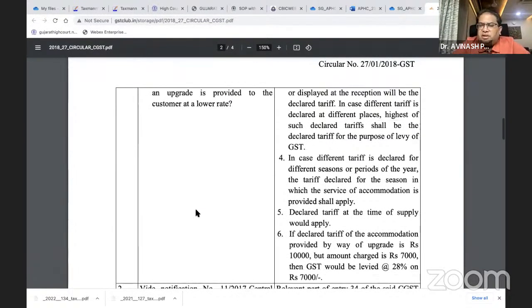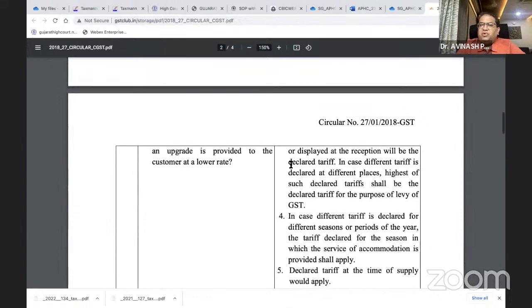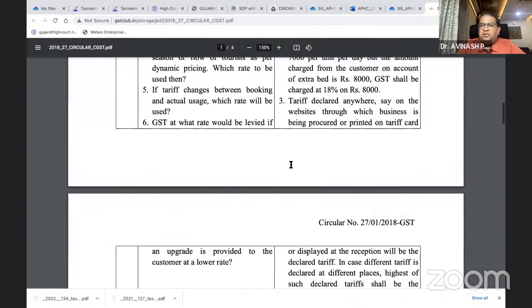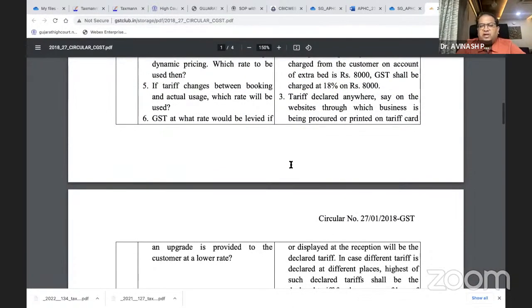In case different tariff is declared for different seasons or period of the year, the tariff declared for the season in which the service of accommodation is provided shall apply. So therefore, in my example, for the season period, when 10,000 is the declared tariff, 28% will be the rate. And when off season, when the declared tariff is 6,000 rupees, less than 7,500, then the rate will be 18%. So for the service being provided at that point in time, the declared tariff will be the determining factor for the rate of tax applicable.